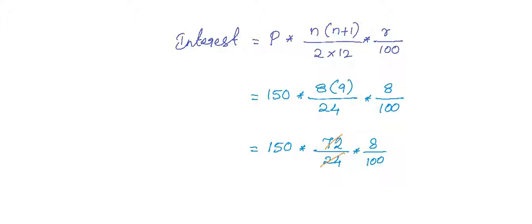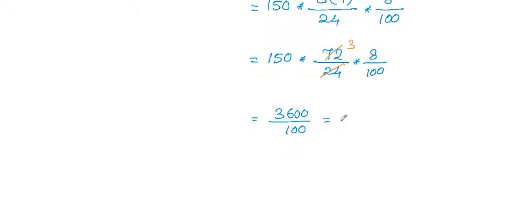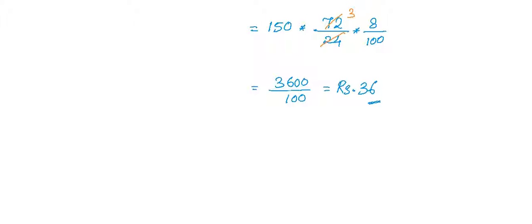So 24 times 3 is 72, and then multiply 150 times 3, which is 450, times 8 is 3600 divided by 100. So the total interest she got in 8 months is rupees 36.